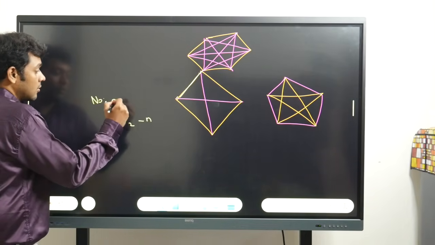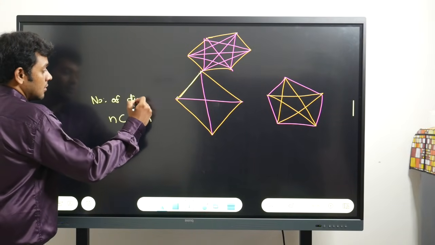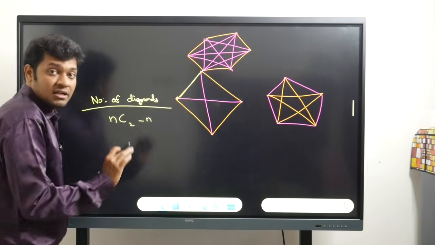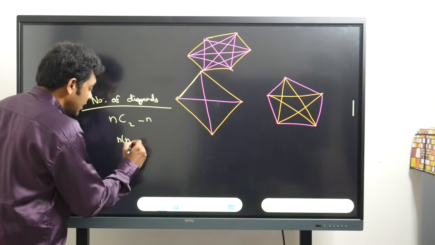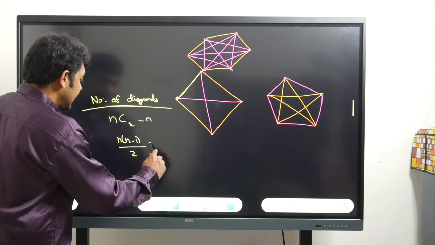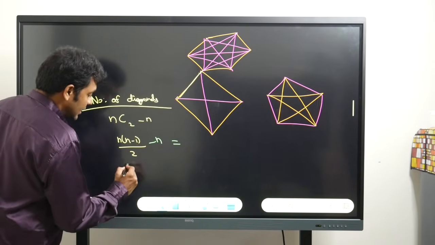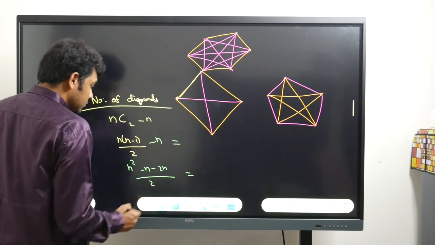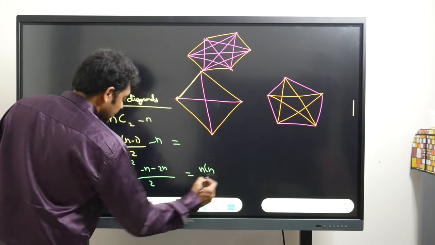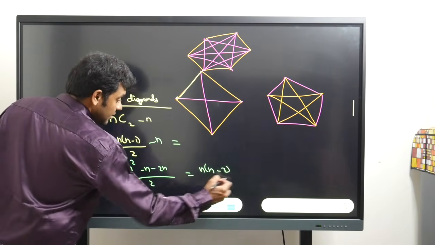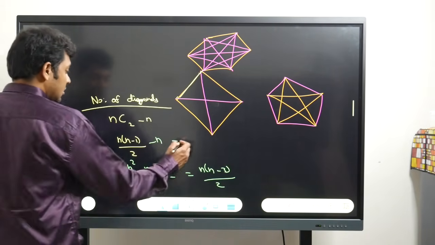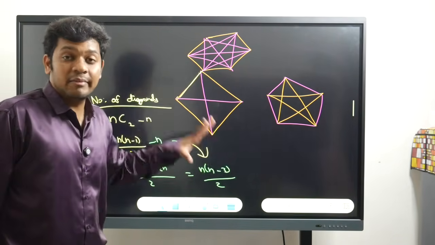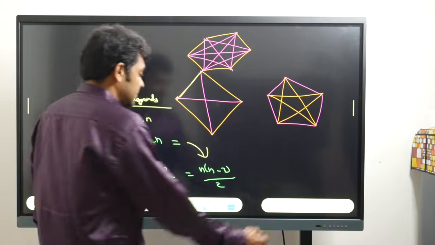The number of diagonals in a polygon is nothing but NC2 minus n. What is NC2? n into n minus 1 by 2. So n into n minus 1 by 2 minus n. If I simplify this, we'll have n square minus n minus 2n divided by 2, which will be equal to n square minus 3n, which is n into n minus 3 divided by 2. Okay, all are same. So, the number of diagonals of a polygon is NC2 minus n or n into n minus 3 divided by 2. It's good to remember this.